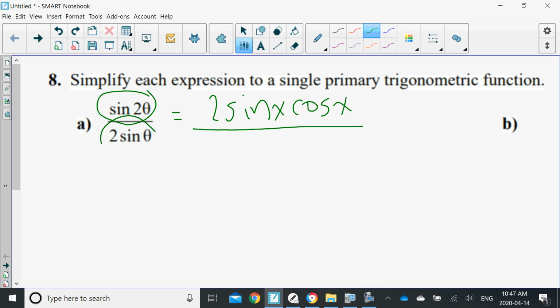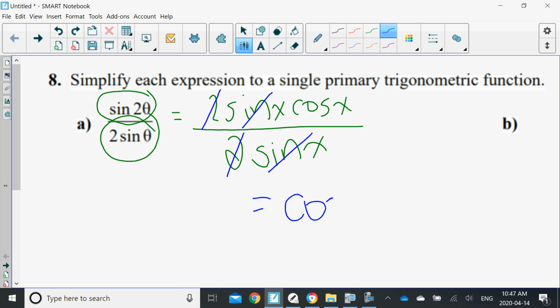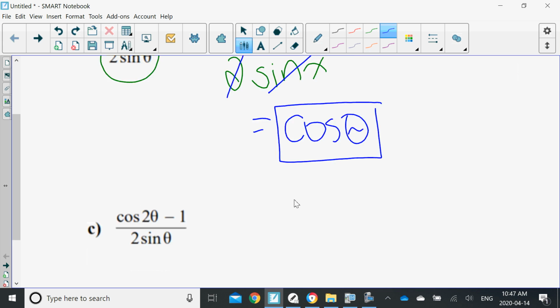And then I'm going to rewrite this exactly as is. That's 2 sine of x. Okay, so 2 over 2 cancels out. Sine over sine cancels out. And we are left with our solution, which is cos of x. And here I'll change that to cos of theta. And we're done. I rewrote this as a single primary trig function. So that's either sine, cosine, or tangent.